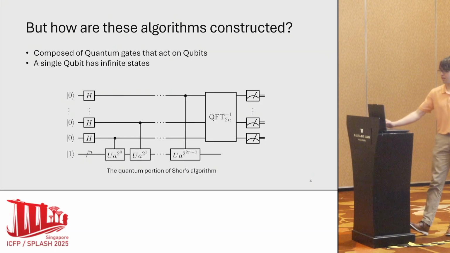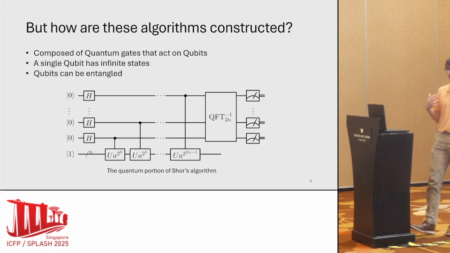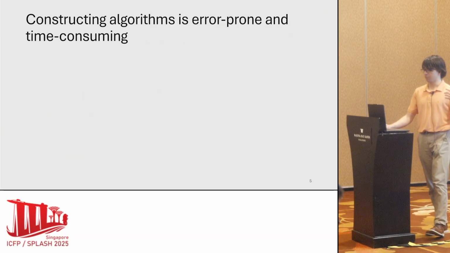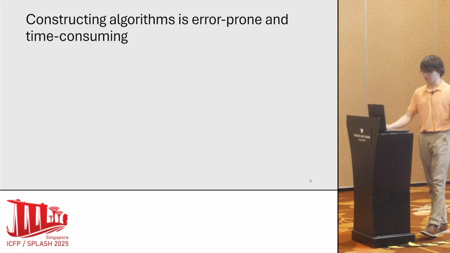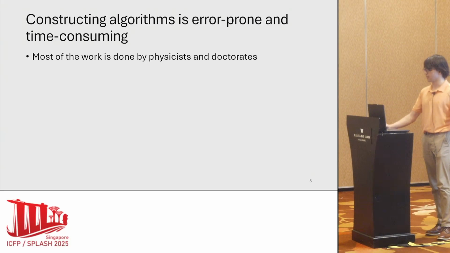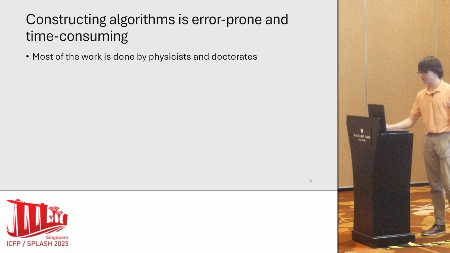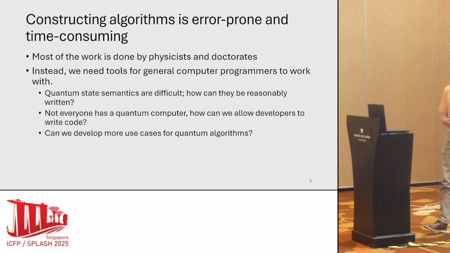A single qubit can have infinite states, and qubits can also become entangled. This is where a lot of the complexity arises when dealing with quantum systems. So constructing algorithms with qubits in entanglement and qubits in multiple states can be very difficult, time-consuming, and error-prone. Most of this work is done by physicists and doctorates. A question for our team was, how can we make this easy for regular computer programmers?